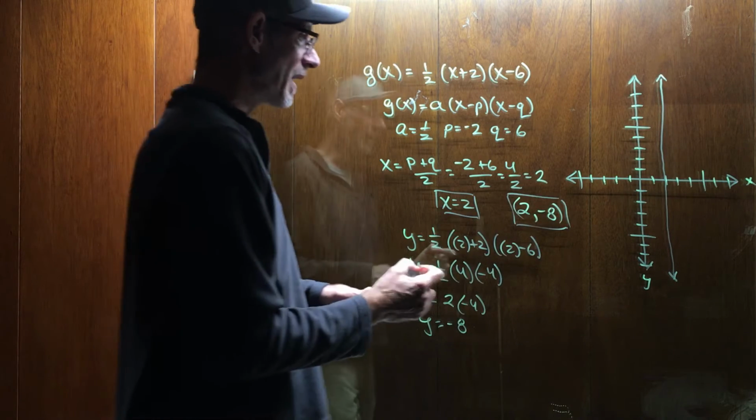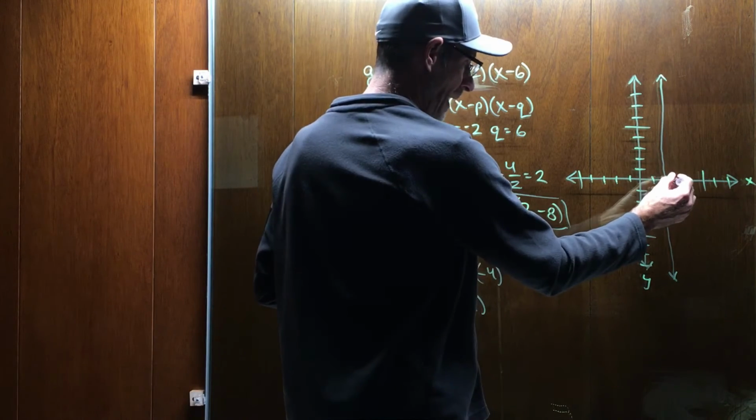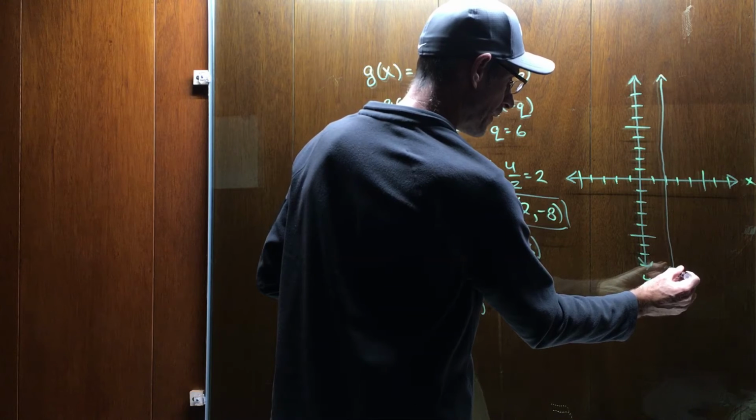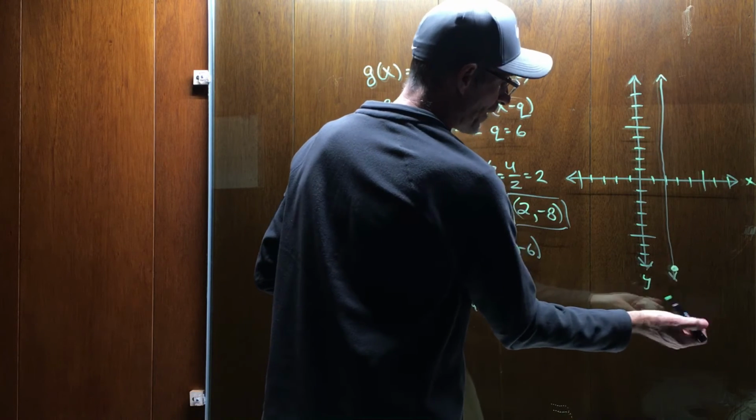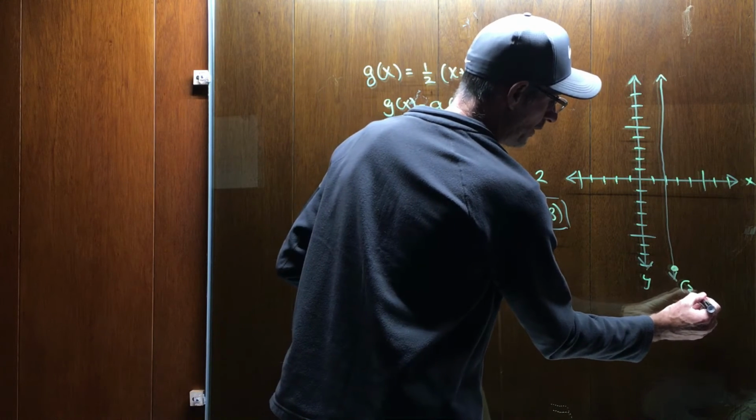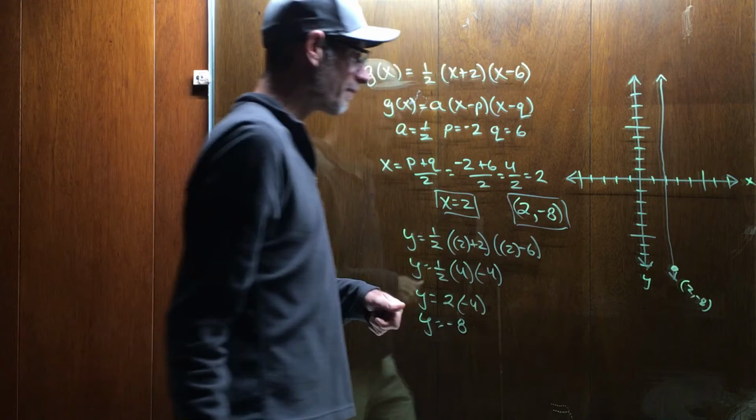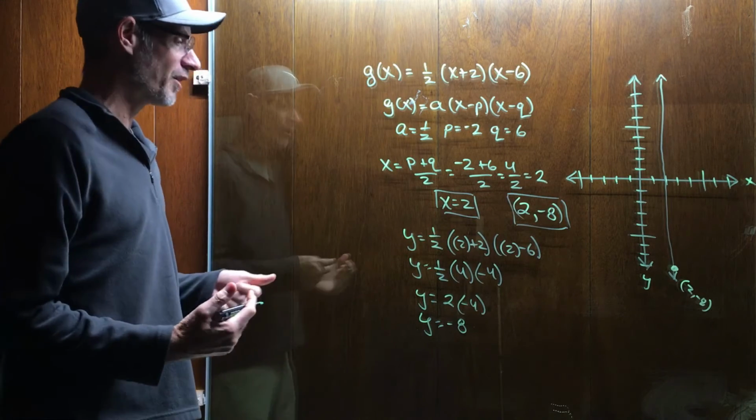And that will be right here on our graph. 2 to the right and down 8. And I'm going to label that right now. Our vertex is at (2, -8). And so we have 1 point on our graph.